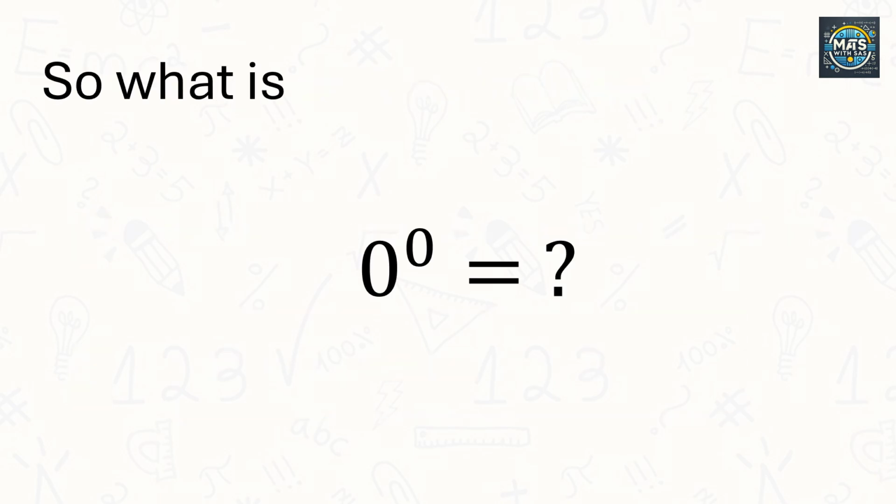0 to the power of 0 is a special case in mathematics. In some contexts, it is considered undefined, while in others, it is taken as 1 in specific mathematical situations. For most of our calculations, we will treat 0 to the power of 0 as undefined. Let's discuss this in another video in detail.